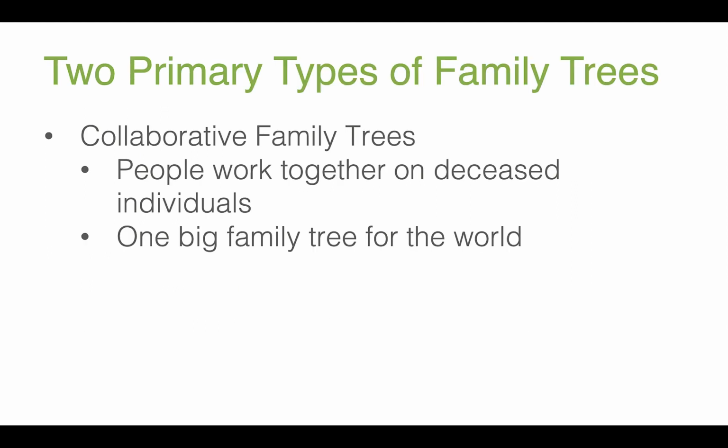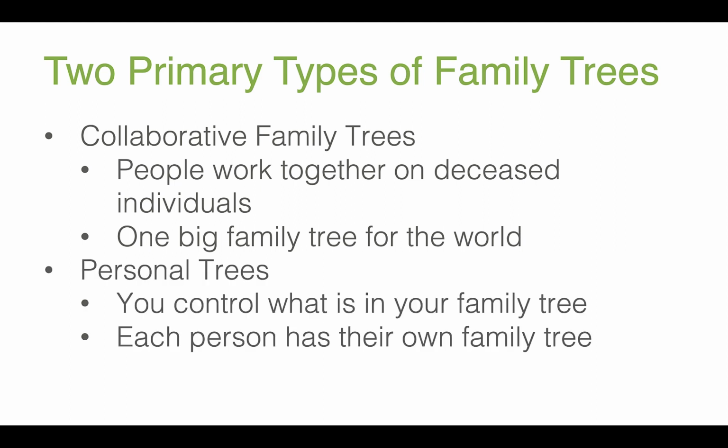So let's talk about some of the key points of these. First of all, collaborative family trees. In a collaborative family tree, people are working together on deceased individuals, and it is one big family tree for the entire world. Now, by contrast, personal family trees, you control what's in your family tree. Each person has their own family tree, and in fact, on many sites, you may have multiple family trees. But that's the key difference, is that collaborative family trees, the entire world works together. In personal tree, you work by yourself or with a few people you invite to your family tree.